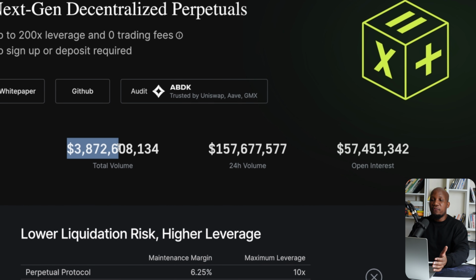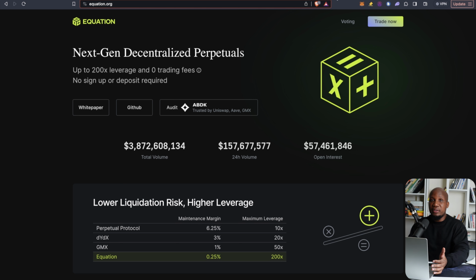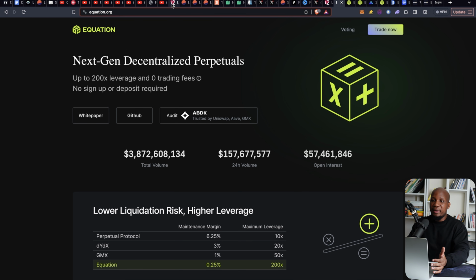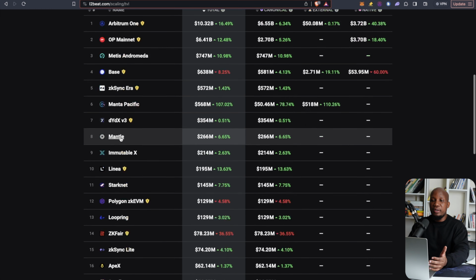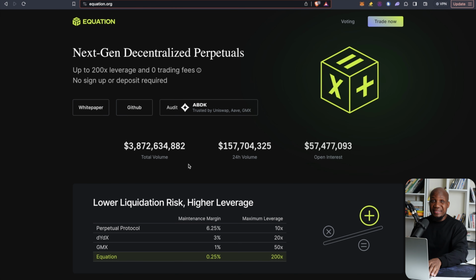Now this is a fairly new trading protocol and is currently only running on Arbitrum, but with more and more layer 2s that are launching up in the space, we can expect them to adopt one of these layer 2s here.